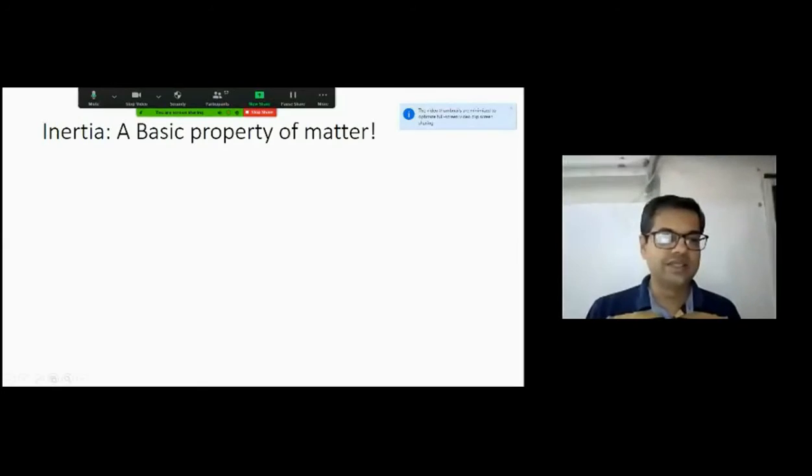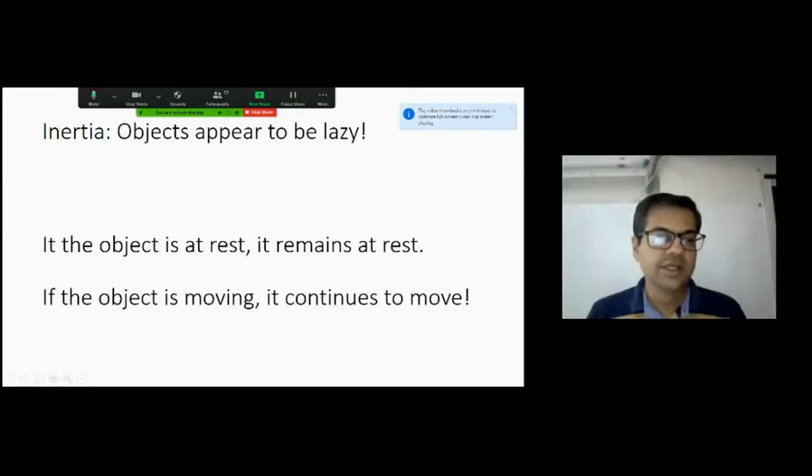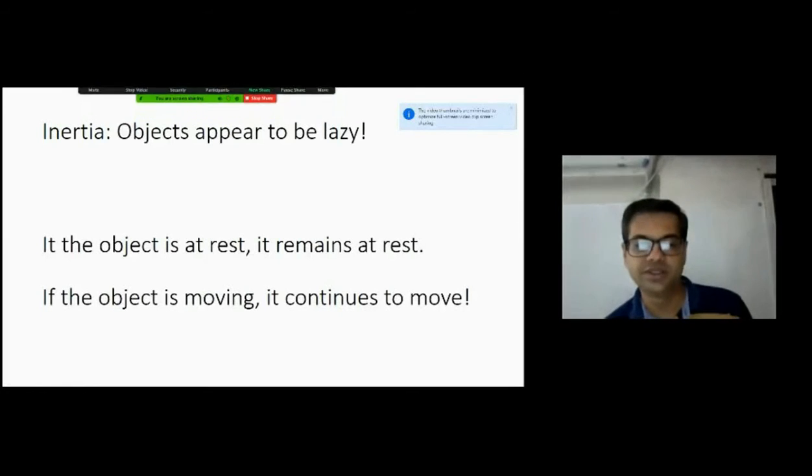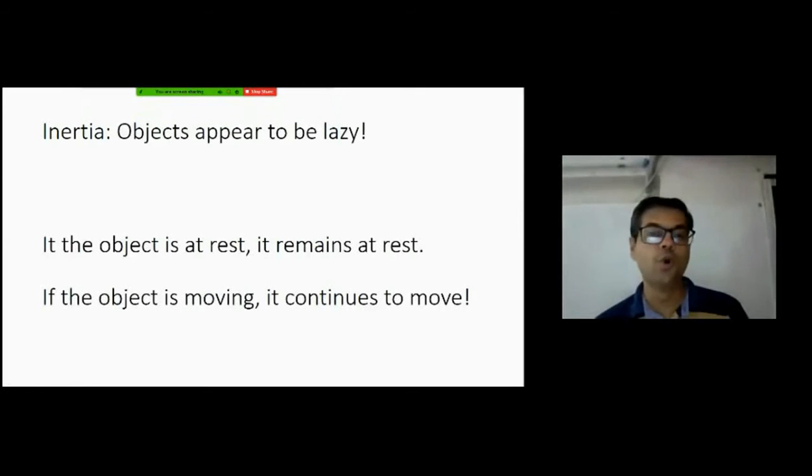Now here there is one example. Quickly read this. If the object is at rest, it remains at rest. And if the object is moving, it continues to move. Objects appear to be lazy. This is a basic property of inertia which everybody must have.